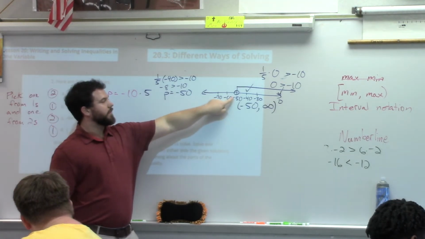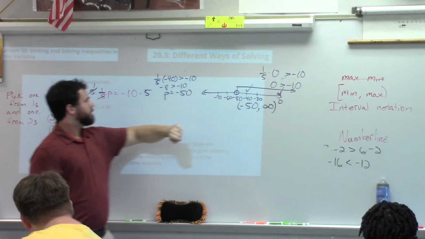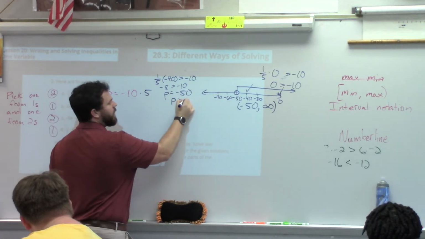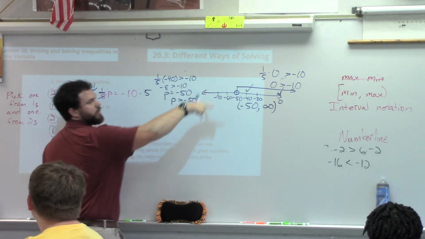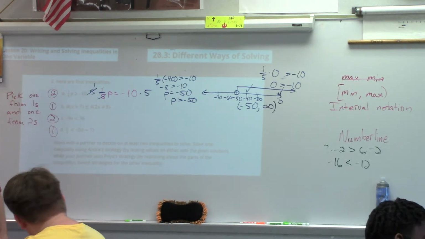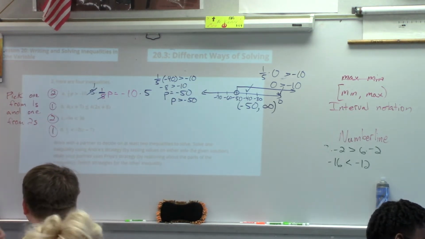Can we equal the negative 50? Oh, no, we can't. Because remember, it was just greater than, we can now identify P as greater than negative 50 because we know it's to the right. We know it's greater than because we originally started with a greater than. Make sense? Okay?